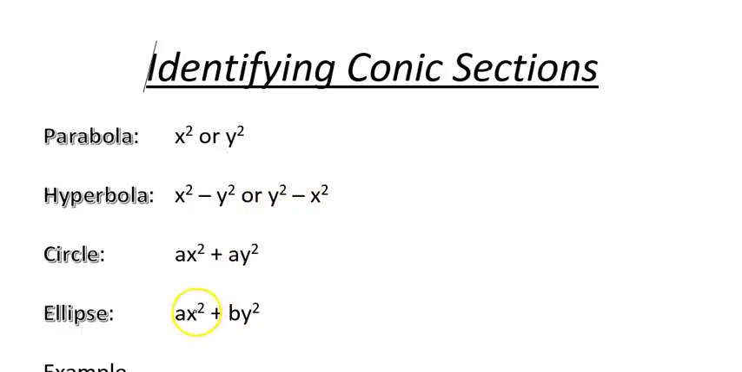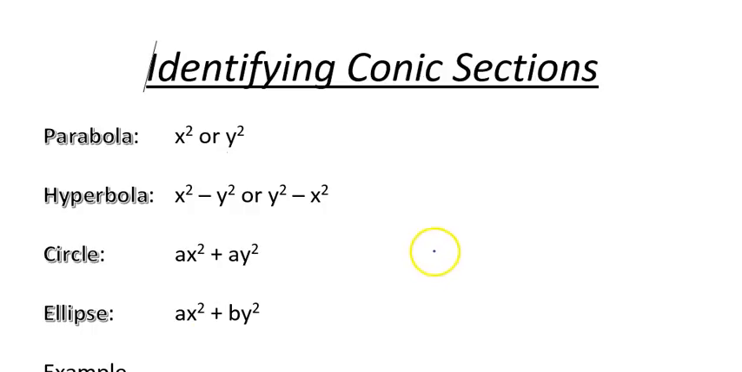A circle and an ellipse are more closely related. With a circle, they're going to be added, and you'll have the same number in front of your x squared and your y squared. Now you can have the same number in front of your x squared and your y squared and it be a hyperbola if the signs are different. So pay attention to that first. If it is added and the numbers in front of the x squared and the y squared are different, then it's going to be an ellipse.